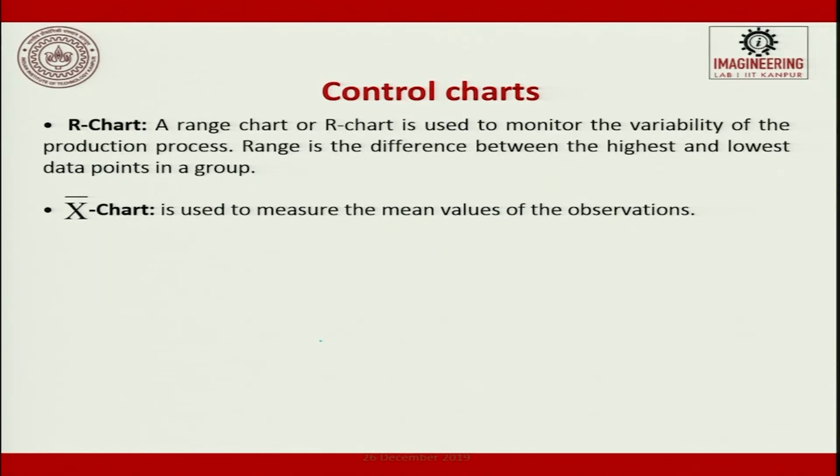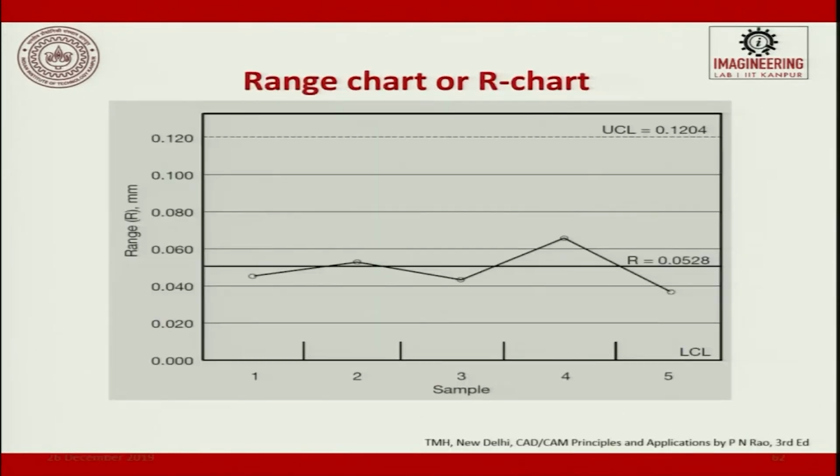There are two major control charts. A range chart, or R chart, is used to monitor the variability of the production process. Range is the difference between the highest and the lowest data point in a group. So, this is the R chart. If you see an R chart, this is the range and you can see how the samples have performed. The UCL, upper control limit, is 0.104, the range is 0.0528. So, now we say whether the process is under control or not.